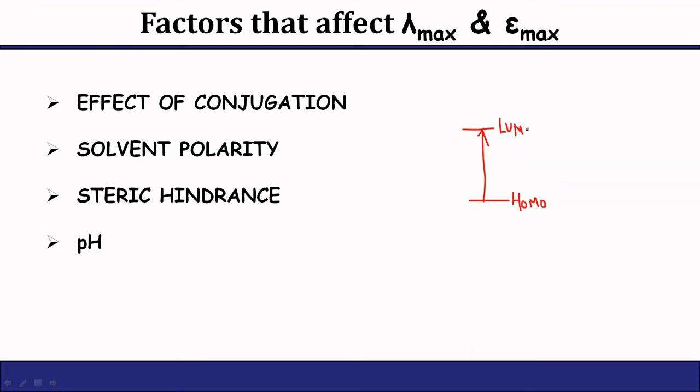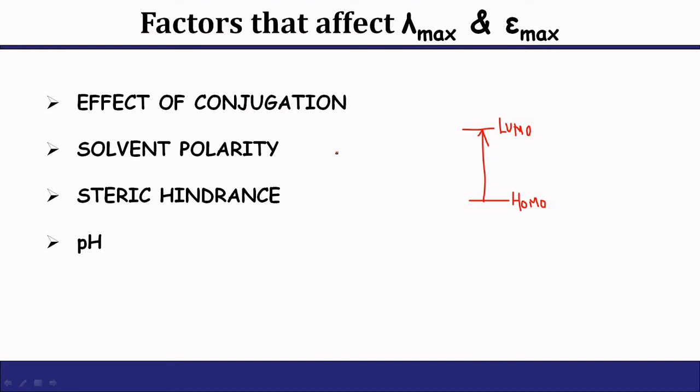The first one is the conjugation. Solvent also affects the band position and intensity. Next comes steric hindrance. pH also affects the band position and intensity. Let us see them in detail one by one.